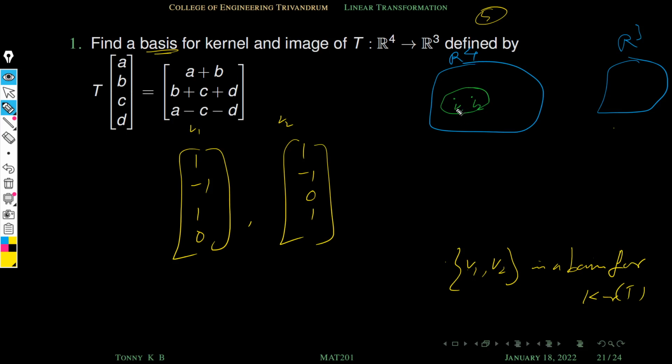Already we have two linearly independent vectors v1 and v2. So our aim is to find a v3 and v4 such that the new set B is a basis for R4. So we have to add two more vectors. What are the two suitable vectors? What are simple two suitable vectors?